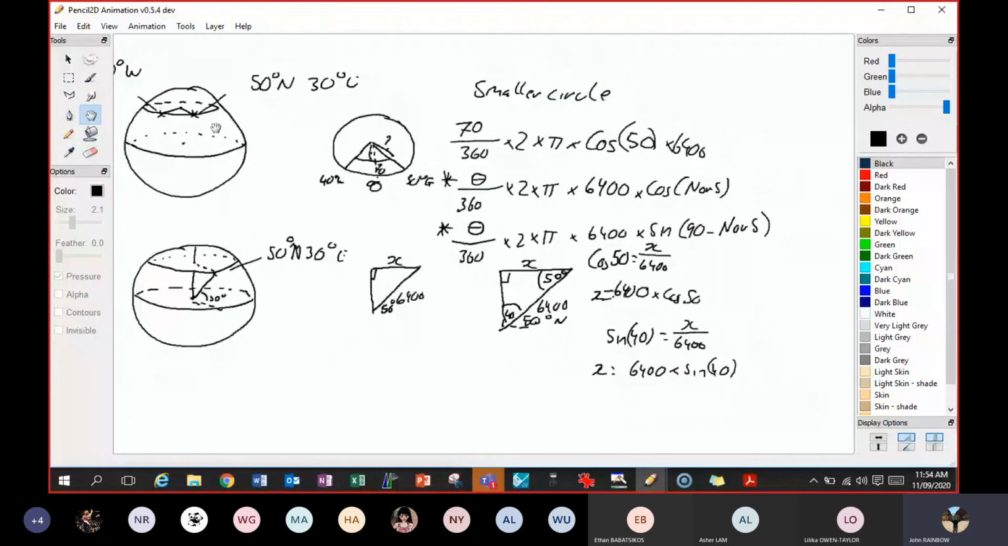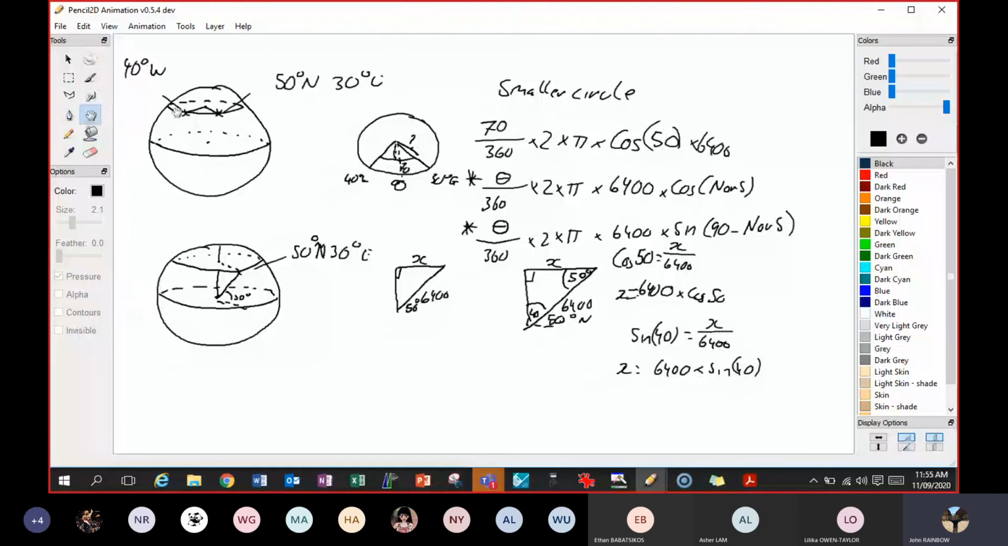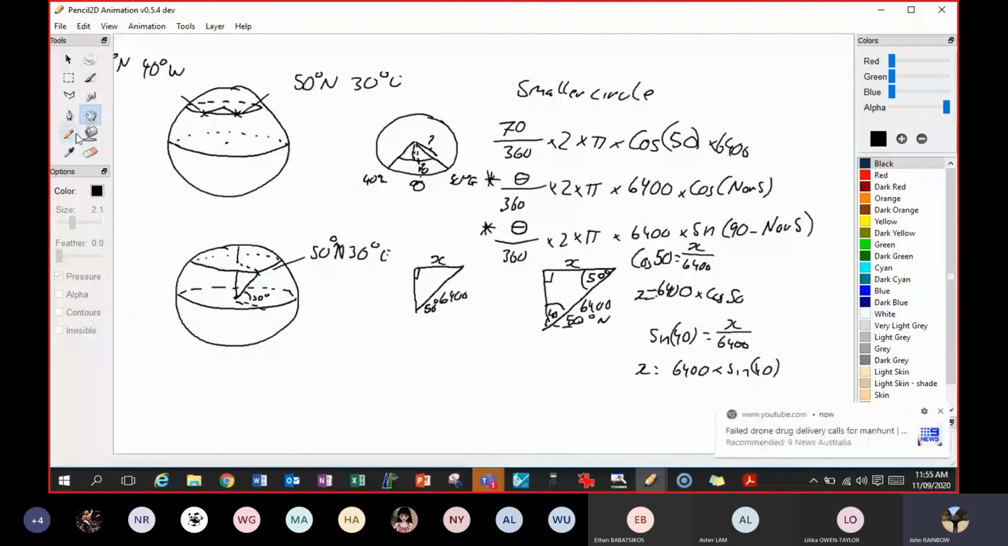So we had one at, where are we? These 2 points over here. So we've got 50 degrees north and south. I've noticed that it's a smaller circle question because they're both on the same latitude north. So for that, if I want to find out the distance between those, 40 degrees west and 70 degrees east, well, the difference between those is 70 degrees.